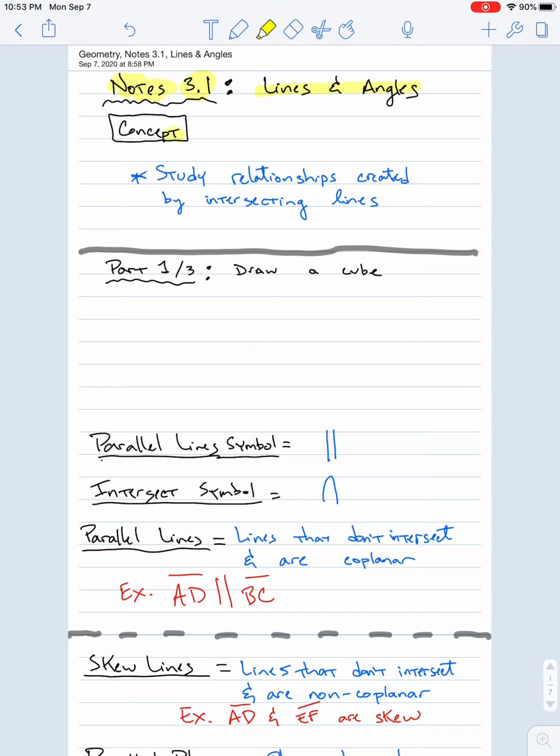All right, let's start with the concept here. So what are we talking about? We're talking about studying relationships that are created in the world of geometry by lines that intersect. We're going to break these notes into three parts. Part one, let's go ahead and study a cube.